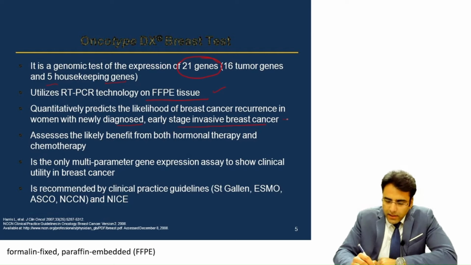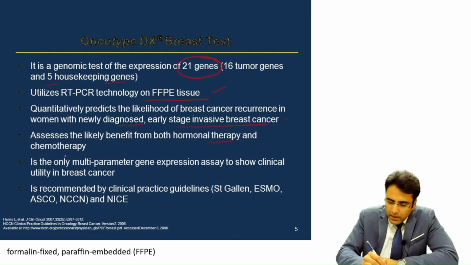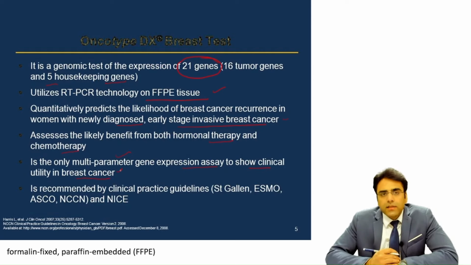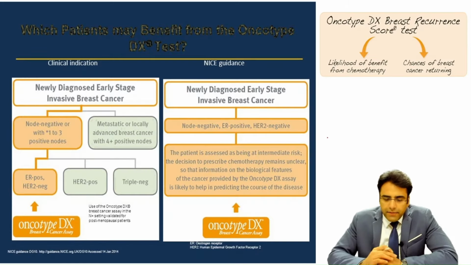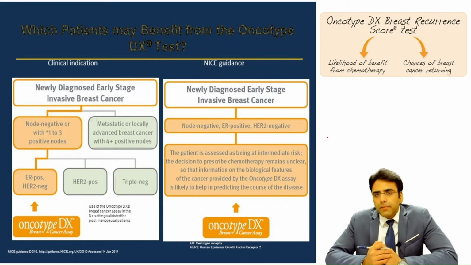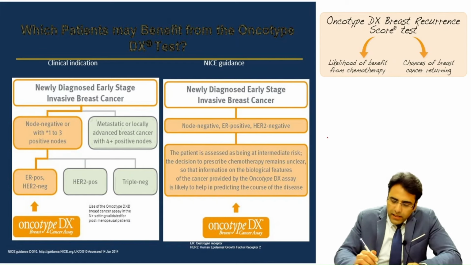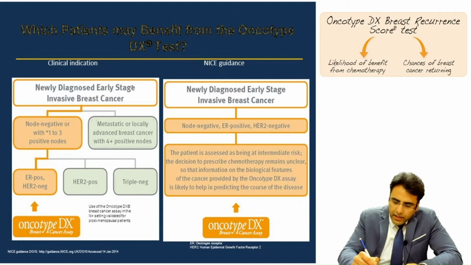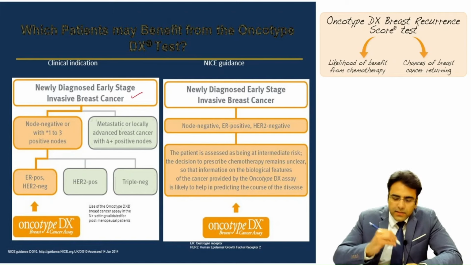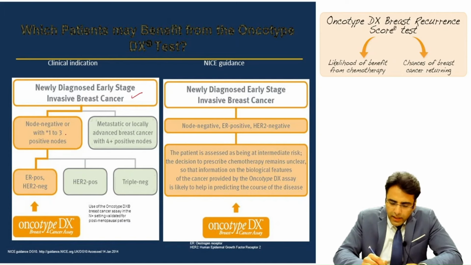It assesses the likely benefit from both hormonal therapy and chemotherapy. It is the only multi-parameter gene expression assay to show clinical utility in breast cancer, and it is recommended by clinical practice guidelines. Clear? And if we see which patients may benefit from Oncotype DX test, the clinical indication is if the patient has newly diagnosed early stage invasive breast cancer. Clear? It can be node negative or with one to three positive nodes. It can be metastatic or locally advanced breast cancer with four positive lymph nodes.